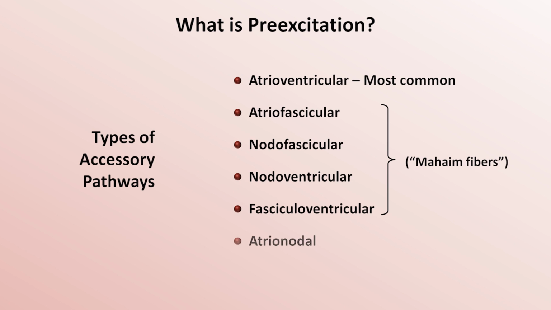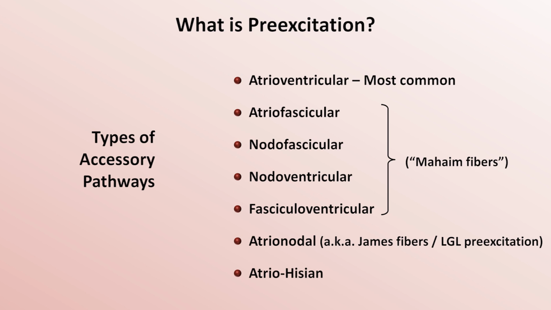They can also rarely be atrionodal, in which the pathway joins the atria to the AV node at a point distal to where the AV node delay occurs, which results in a short PR interval but with a normal QRS complex. These pathways are uncommonly called James fibers, which can lead to an uncommonly used eponym, Lown-Ganong-Levine preexcitation. They can also rarely be atrio-Hisian, which have been labeled Brechenmacher fibers. However, as with the bundle of Kent, I do not recommend using any of those eponyms because of their imprecise and inconsistent usage. Instead, just refer to the pathways by their specific anatomy.